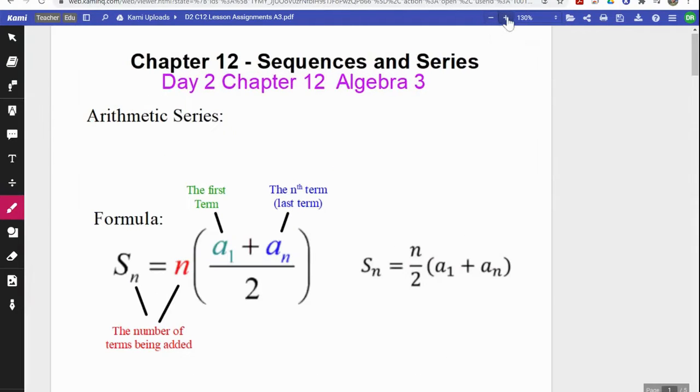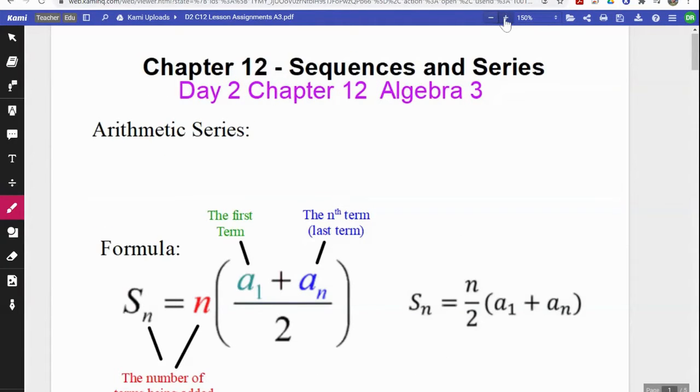All right, hello. This is day 2 from chapter 11, sequences and series. We talked about arithmetic sequences, and now this is what an arithmetic series is. A series in general is just the sum of n terms, and n terms is just saying n amount of terms of an arithmetic sequence.